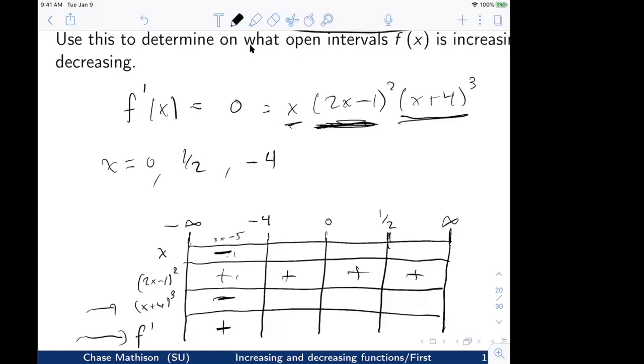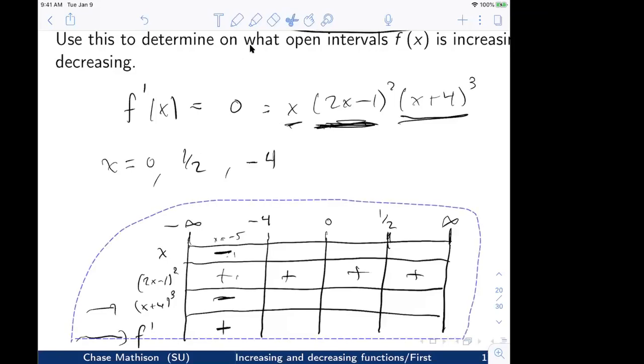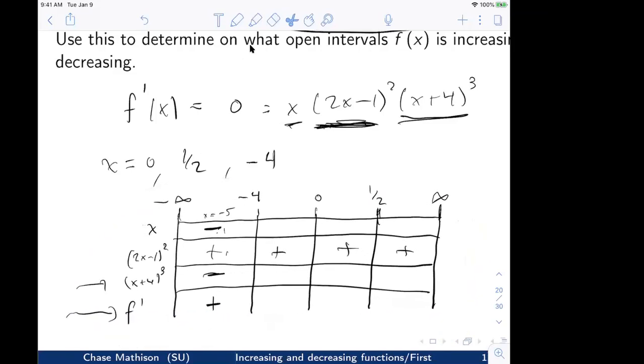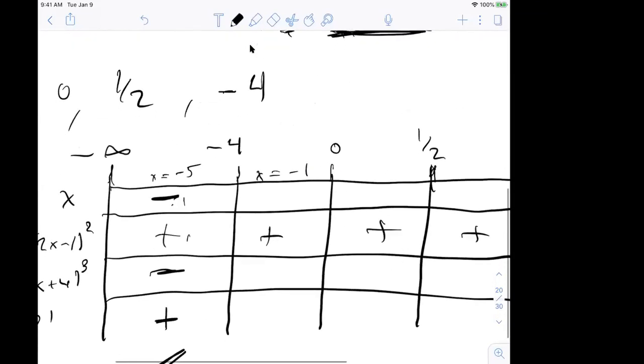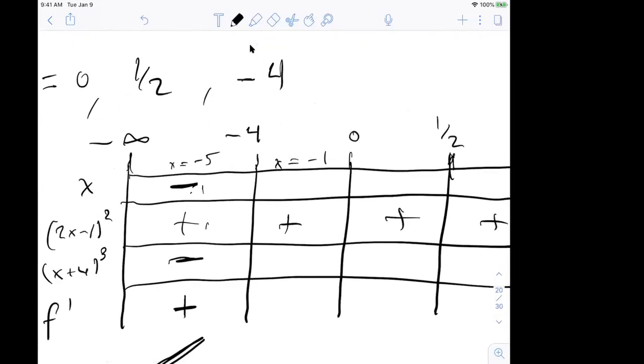Okay, and so f is, I'm going to try and give myself a little bit more room here. f is increasing between minus infinity and minus 4. Okay. So what test value should we take between minus 4 and 0? -1. x equals -1. Very good. All right. What sign does x have when x is -1?